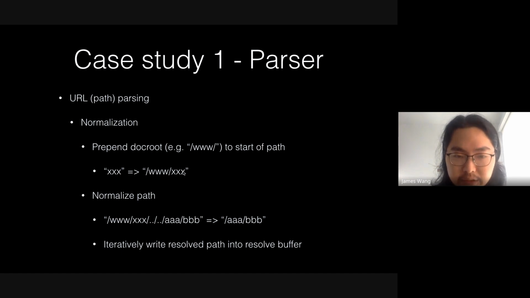After prepending the doc root, the next step is trying to normalize the path. Because if we don't normalize the path, it's easy for the user to pass in some path traversal patterns and escape the doc root. So this is the second step that the HTTP server does to the URL it receives.